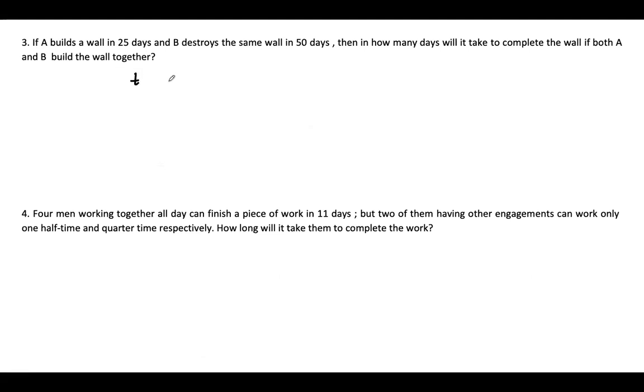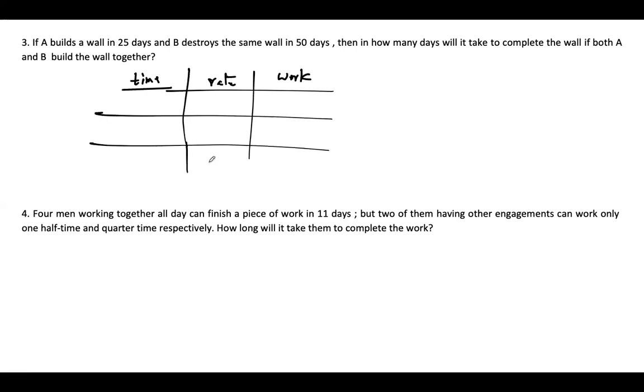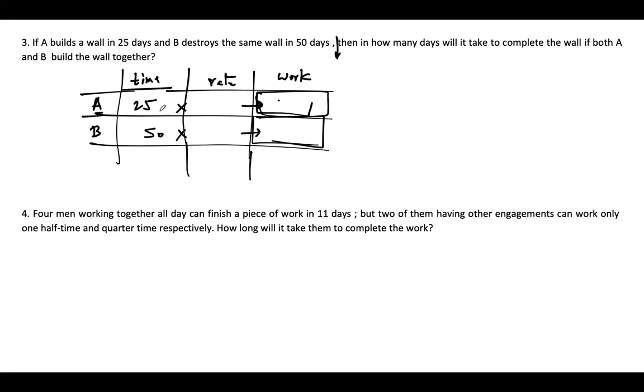Similarly, question number 3. Now I'm just gonna write time, rate, and work. So if A builds a wall in 25 days and B destroys the same wall in 50 days. Okay, stop right there. Same wall, assume a value quickly. 25 into something is some value, so we can take 100, or we can also take 50. But let's say if you're saying 100, let's take 100.